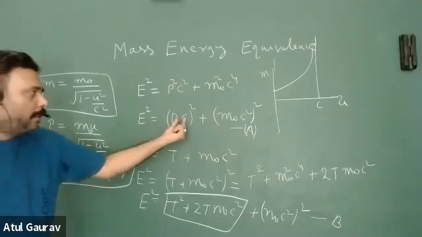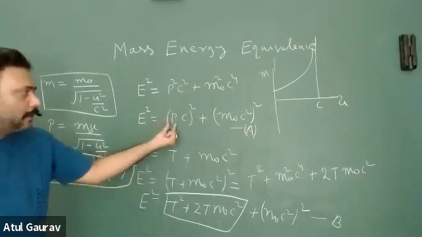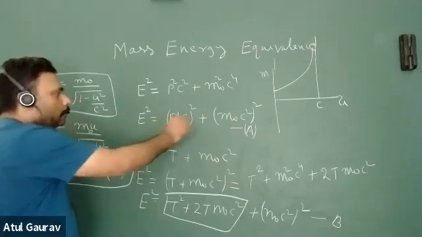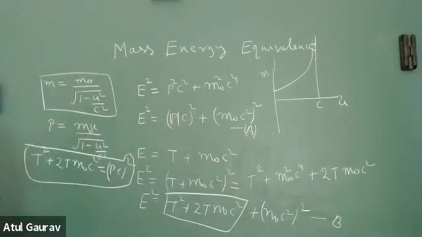This is magnitude of momentum into speed of light. This is nothing but magnitude of momentum. Please mind it, magnitude of momentum into speed of light. So if you have any doubt, then you can just ask me. Then I will go to the next level of calculation.